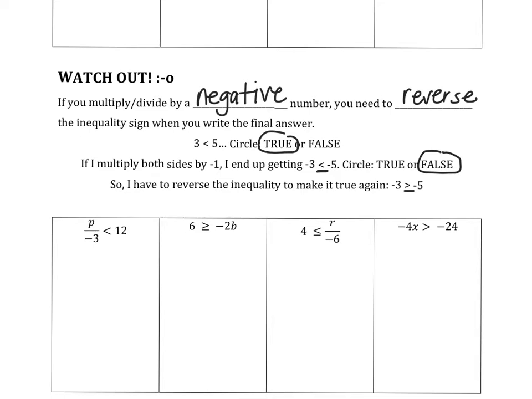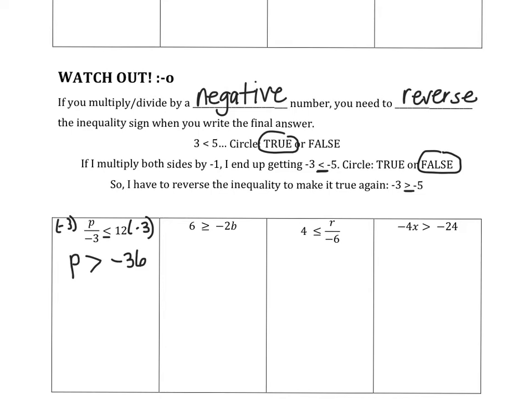P divided by negative 3 is less than 12. So to solve this, I'm going to do it the same way, which is to multiply both sides by negative 3. And I get P. And on this side, I get a negative 36. But in order to make this a true statement, I have to reverse the sign. So it's P is greater than. Here it was less than. In order to make it a correct inequality, I have to change the sign.